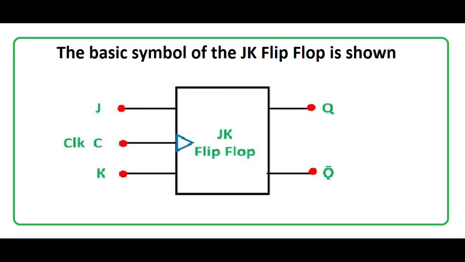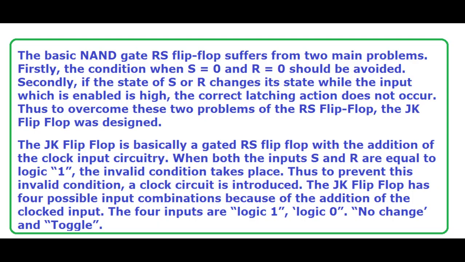The basic symbol of the JK flip-flop is shown. The basic NAND gate RS flip-flop suffers from two main problems. Firstly, the condition when S equals 0 and R equals 0 should be avoided. Secondly, if the state of S or R changes its state while the enable input is high, the correct latching action does not occur. Thus, to overcome these two problems of the RS flip-flop, the JK flip-flop was designed.